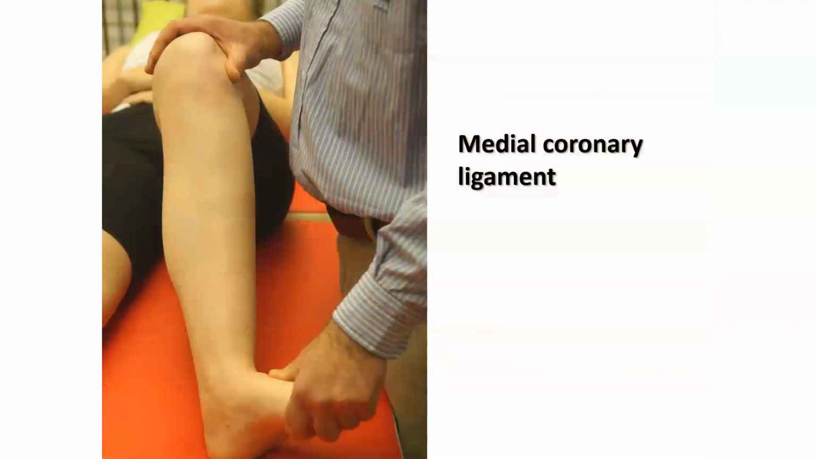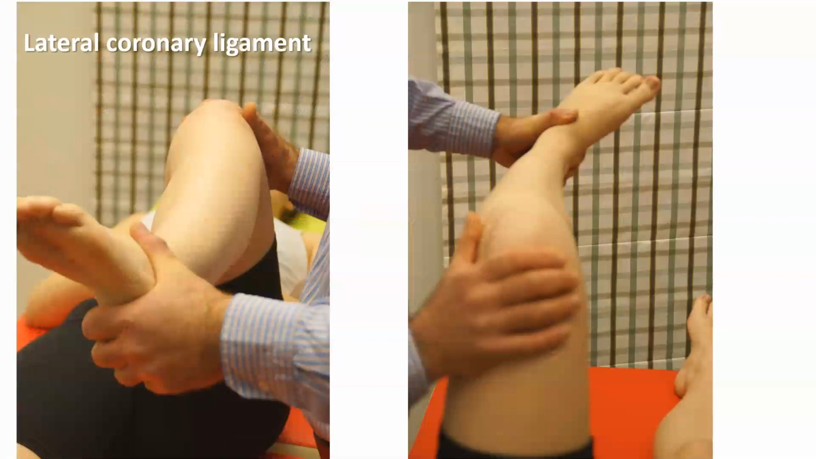Then we build in 90 degrees knee flexion, dorsiflexion in the foot, and we go to lateral rotation. We go to the end and we slightly provoke, and this is going to be the main test for the medial coronary ligament. We change the position a little bit for practical reasons, and then we go to medial rotation and we test the lateral coronary ligament.